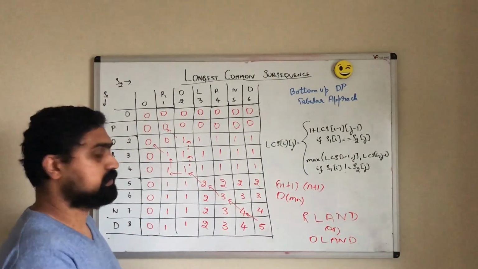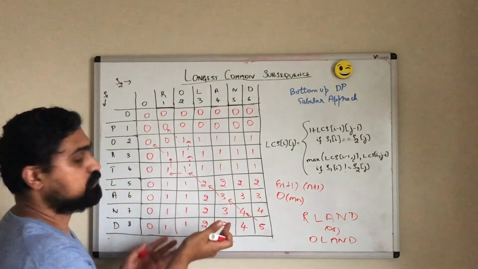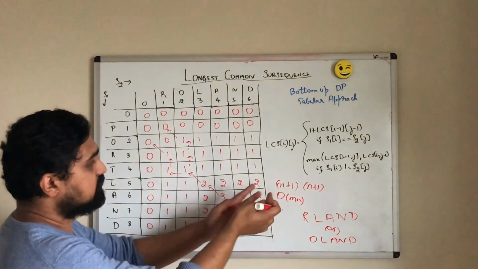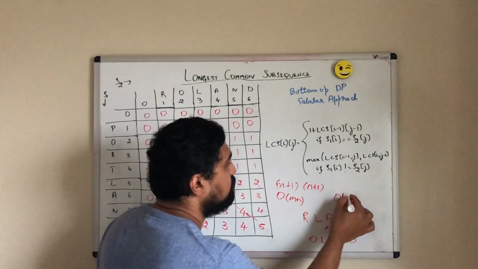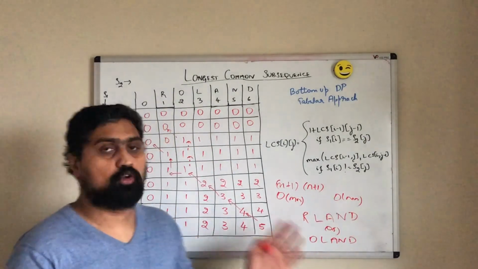Now this is the time complexity. What is the space complexity? The space complexity is again the size of this table. So we end up with the same equation. So it's big O of m times n. I hope it is clear.